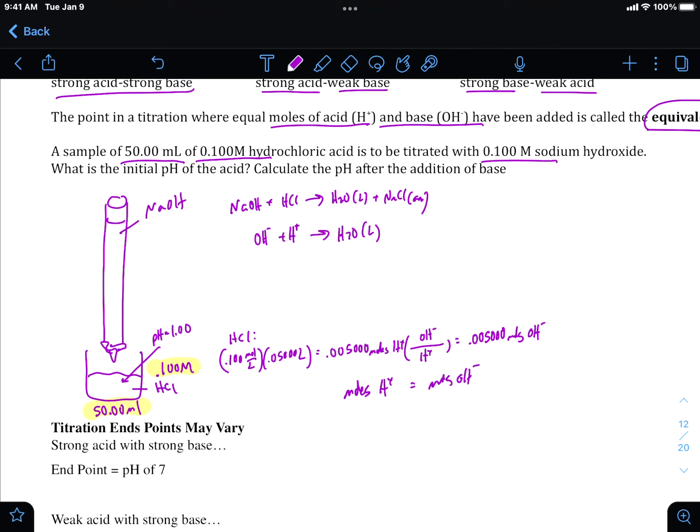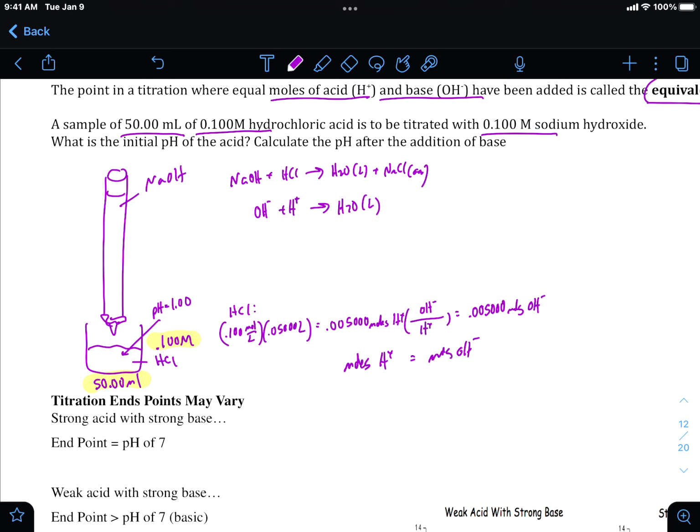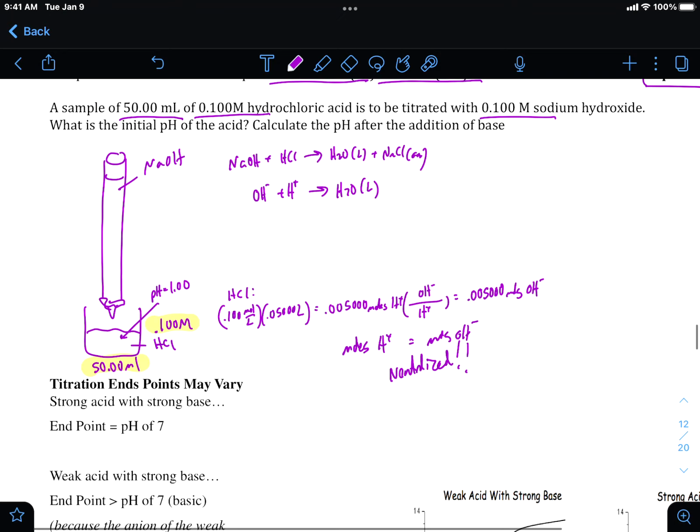Which means they neutralize each other completely. So if they neutralize each other completely, then what do you have at the end? Water, salt water, right? And if they neutralize each other completely, that means you just have water, and if you just have water, this is what is happening.